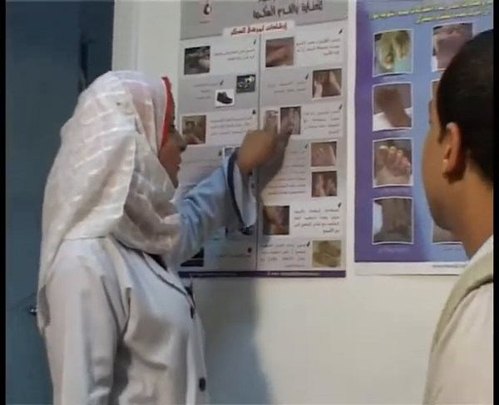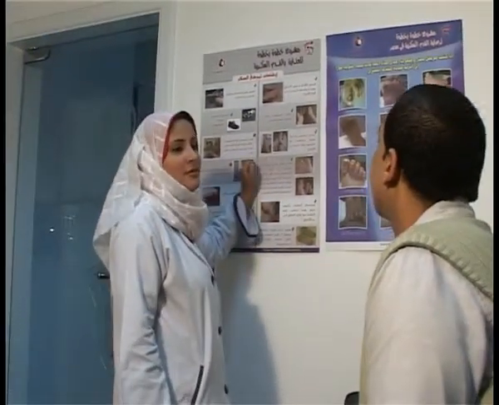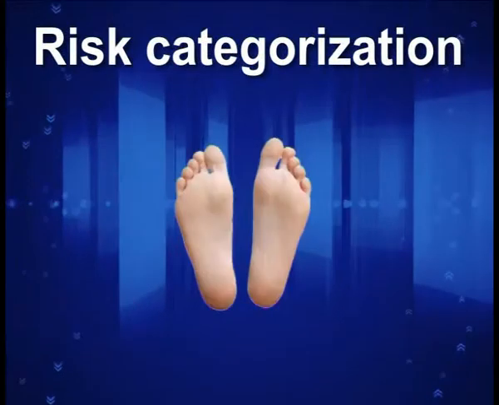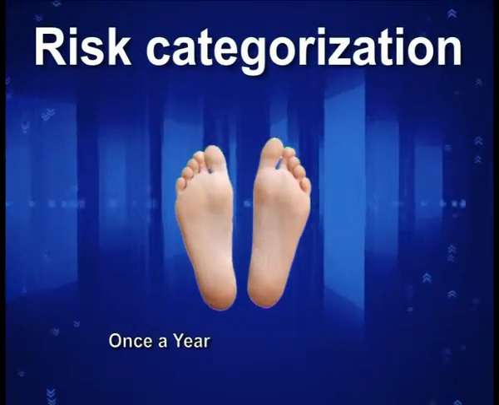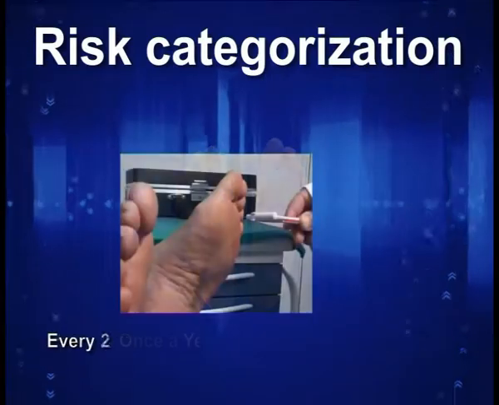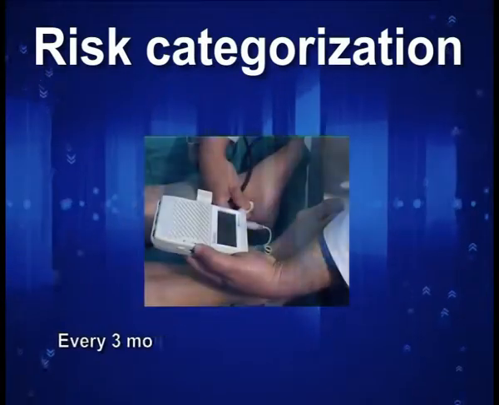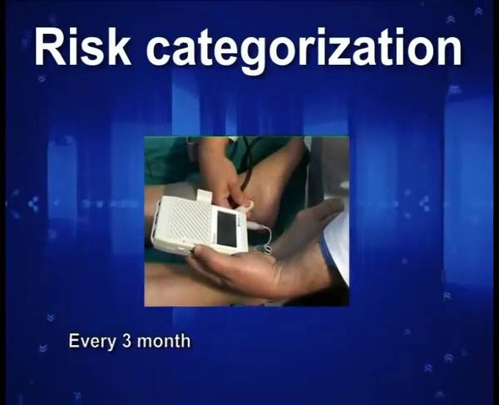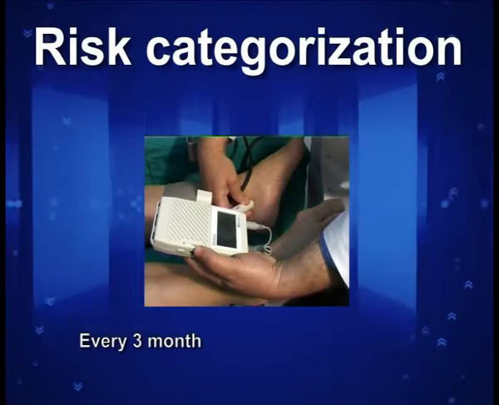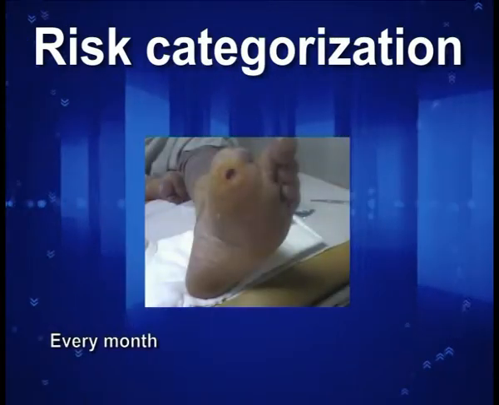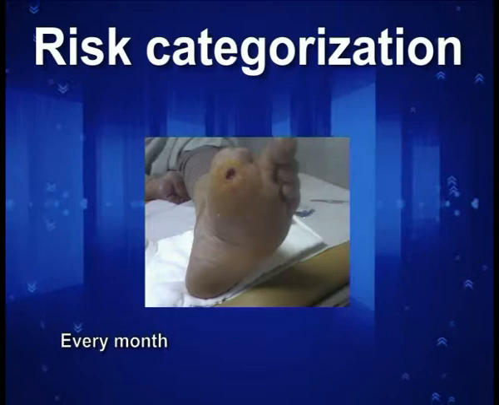Before the patient leaves the clinic, he should be instructed about foot care. At the end of the examination, the frequency of the follow-up visit depends upon risk categorization. No sensory neuropathy, once a year. Sensory neuropathy, every 6 months. Sensory neuropathy with signs of peripheral vascular disease and/or foot deformity, every 3 months. Previous ulcer and/or amputation, every month.